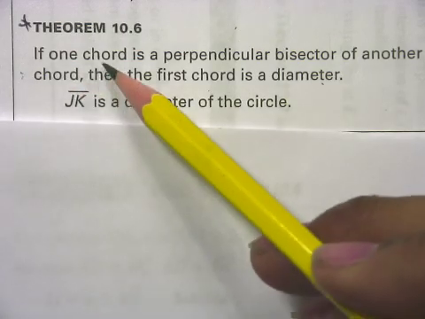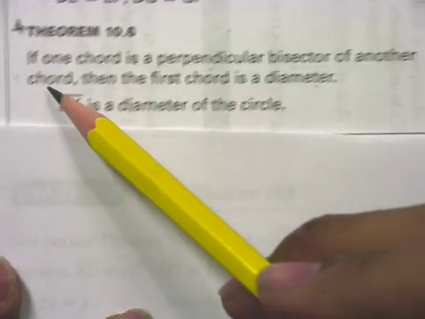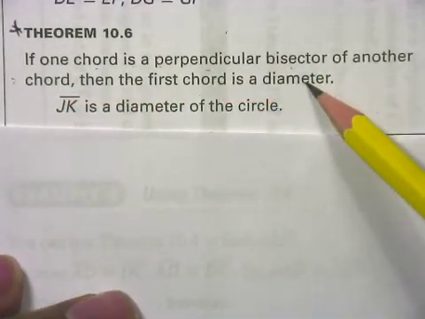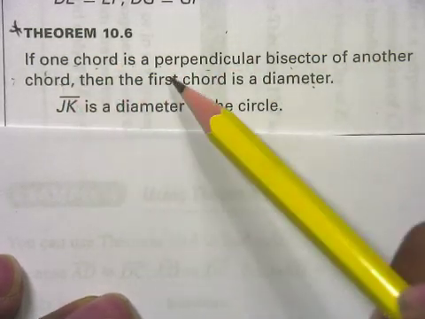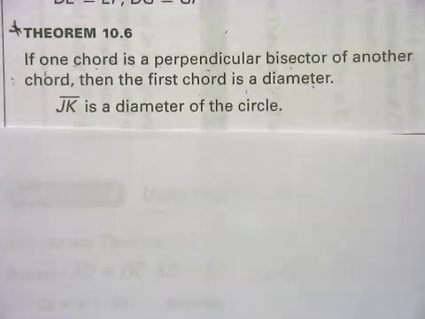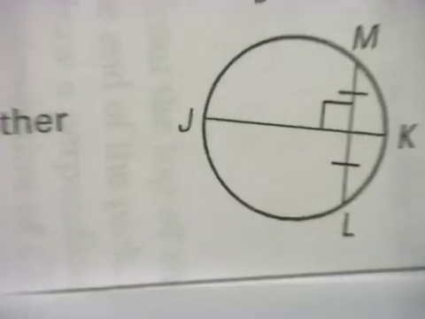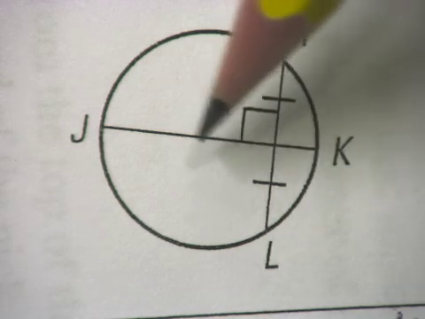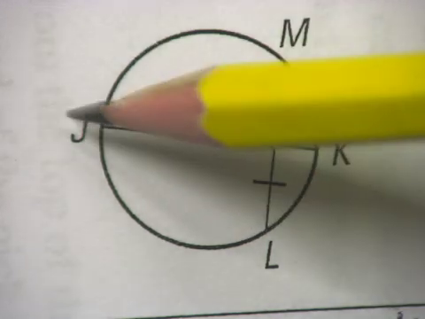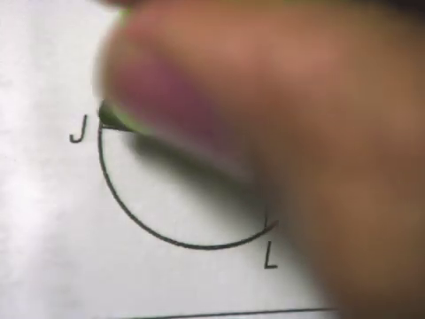Let's look at our fourth rule. The fourth rule states that if one chord is a perpendicular bisector of another chord, then the first chord is a diameter. Let's take a look here. If you remember, we said that a diameter is a special kind of chord. A diameter is a chord which goes through the center of a circle.